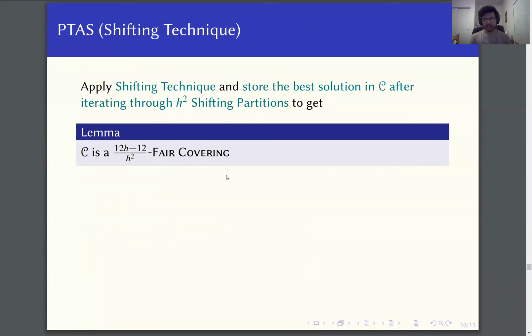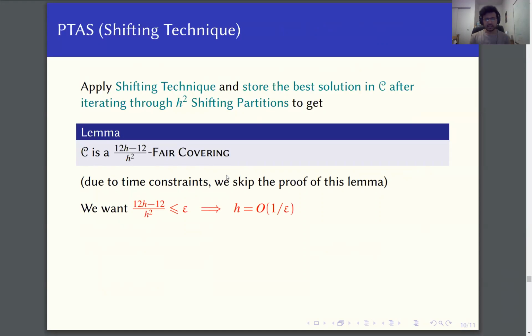Lastly, we apply the shifting technique, and for each RB pair, we store the best solution in the index [R,B] in table C after iterating through all h square shifting partitions. Such a computed table C gives a (12h minus 12) divided by h square fair covering. Due to time constraints, we won't go into the details of this lemma. Since we want epsilon approximation, we want (12h minus 12) divided by h square to be upper bounded by epsilon, which implies that h is of the order of 1 over epsilon.